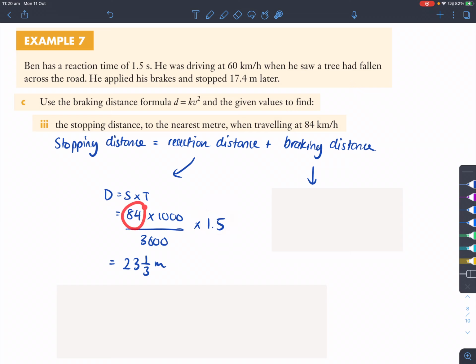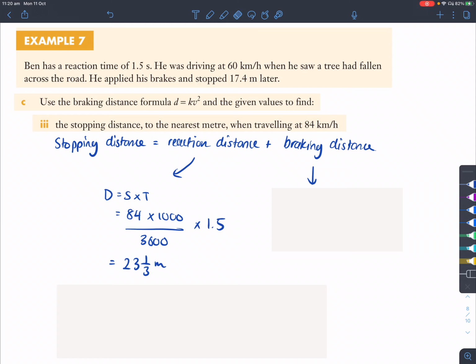So 84 kilometers multiplied by 1,000 gives you 84,000 meters. And we've got to divide by the hour, which is 3,600 seconds, or 60 by 60. Once you do these two calculations, you've converted that 84 into meters per second. Then you'll multiply by the time, which is 1.5 seconds. And so the reaction distance is 23 1/3 meters.